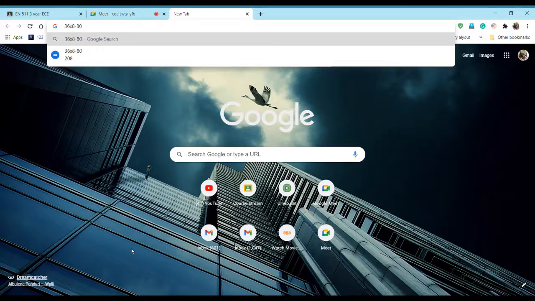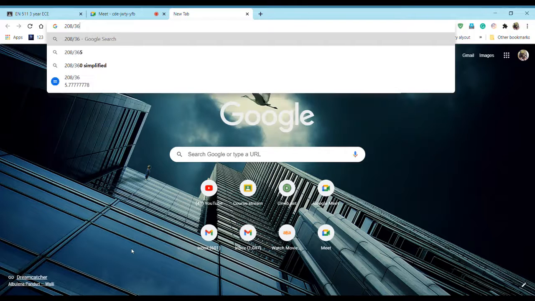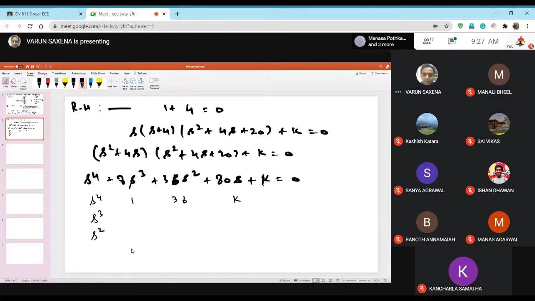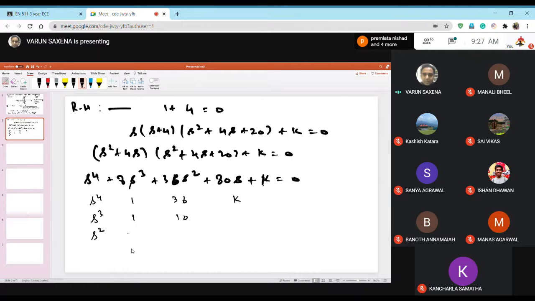So what I'm trying to say is, instead of writing 80 and 8 here, what we can do is we can just write 1 and 10, because there is a common factor of 8 that gets cancelled anyways. So then this becomes 26, and this becomes K. Okay, then S1.